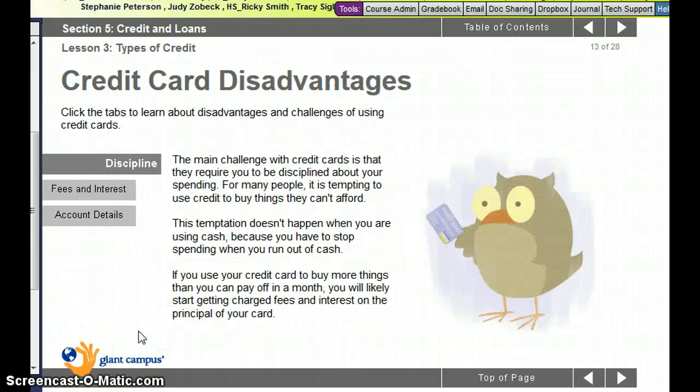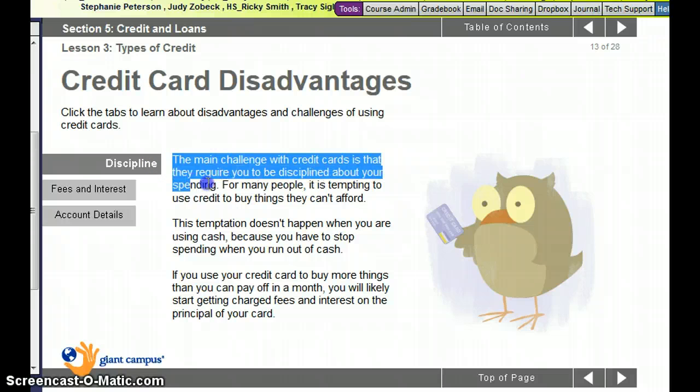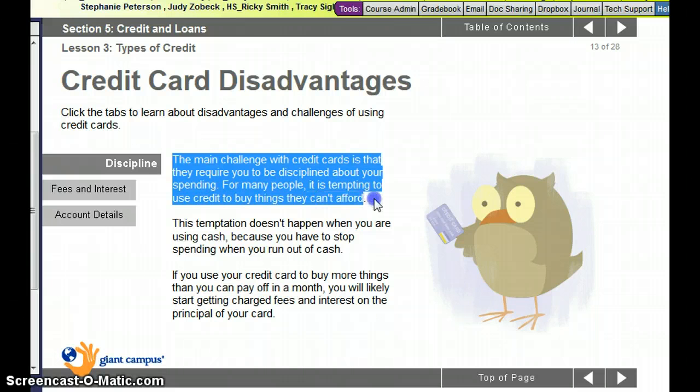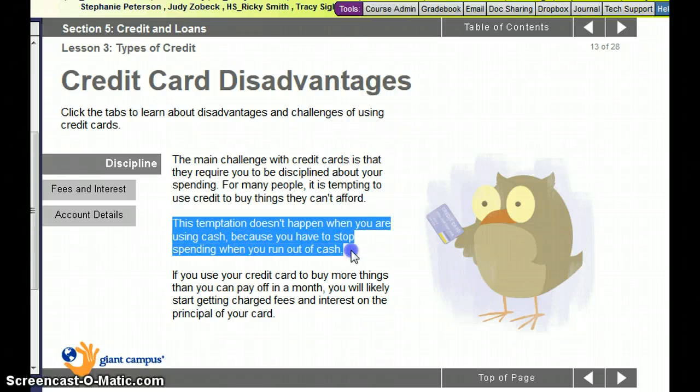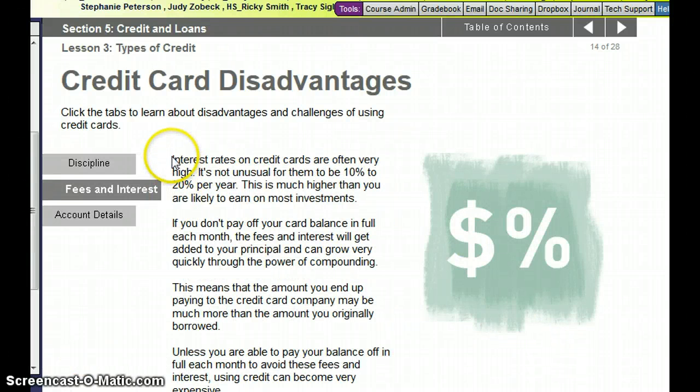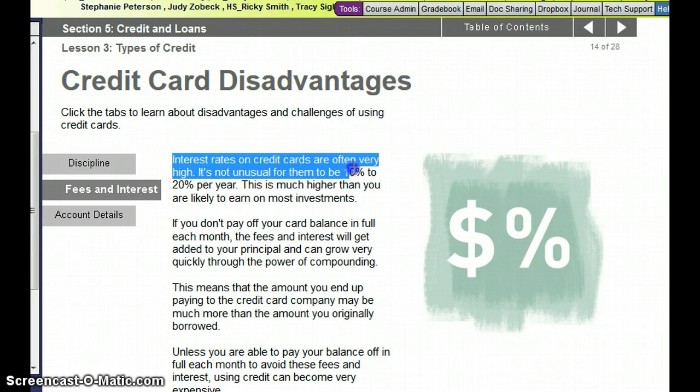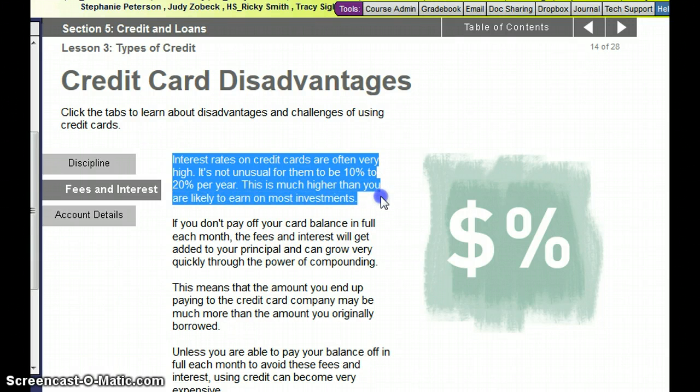There are some disadvantages to using a credit card. The main challenge with credit cards is that they require you to be disciplined about your spending, and for many people it's tempting to use credit to buy things they can't afford. This temptation doesn't happen when you're using cash, because you have to stop spending when your cash runs out. Another disadvantage is that interest rates on credit cards are often very high. It's not unusual for them to be 10% to 20% per year. That's much higher than you're likely to earn on most investments.